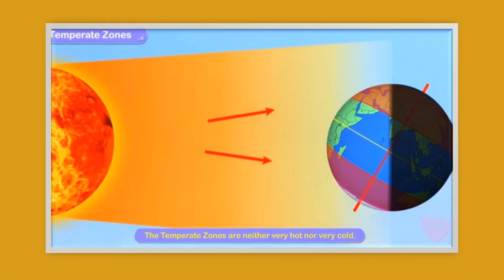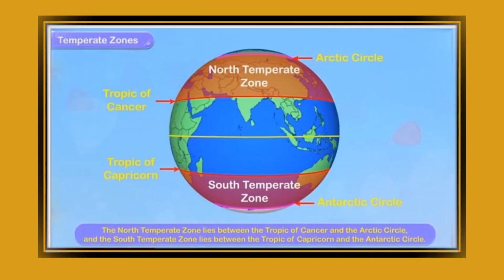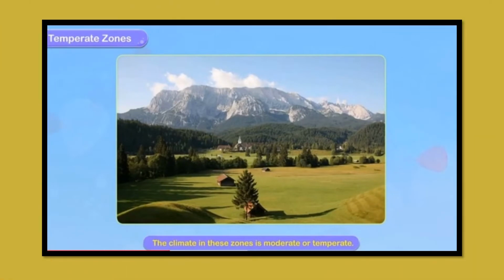Now let's learn about temperate zones. Temperate zones are neither very hot nor very cold. The North Temperate Zone lies between the Tropic of Cancer and the Arctic Circle, and the South Temperate Zone lies between the Tropic of Capricorn and the Antarctic Circle. The climate in these zones is moderate or temperate.